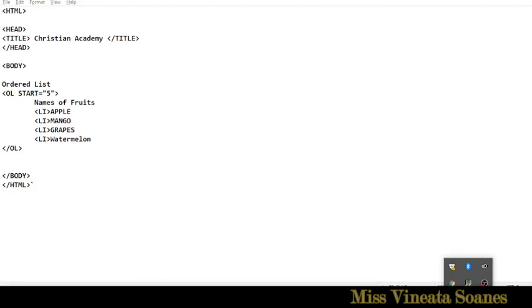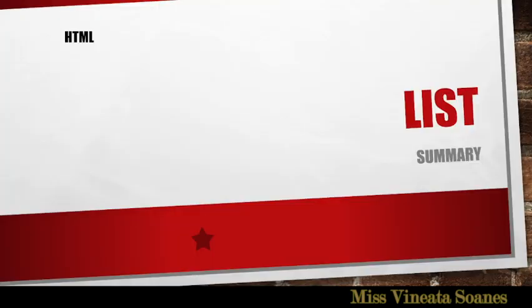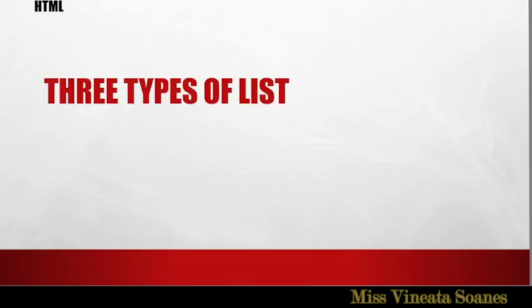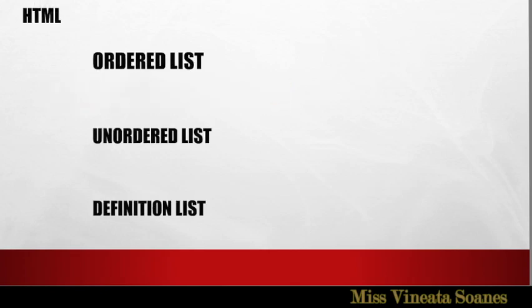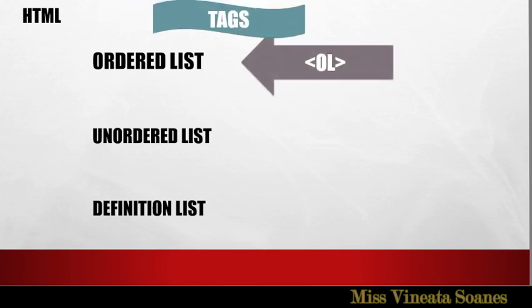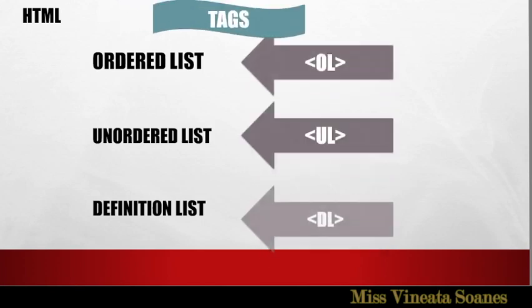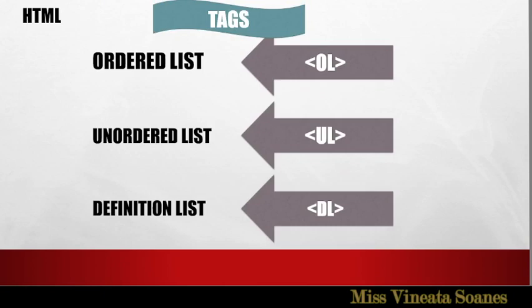Welcome student. Now in the previous video we discussed lists and we also saw the summary. Let's just run through it once again. There are three types of lists: the ordered list, unordered list, and definition list. The tags associated with them are OL, UL and DL. And of course there are more tags under them.